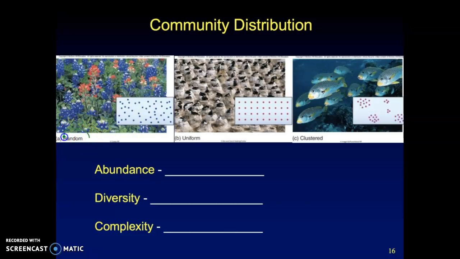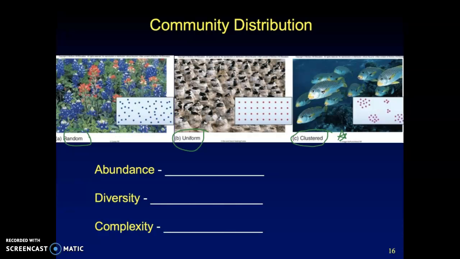Here's a random pattern. They're just scattered. Sometimes we have these uniform patterns. Not that common in nature. Sometimes when we get into breeding seasons for certain birds, they get uniform, but not usually that common. And then there's this clustered. This is probably the most common pattern in nature because things cluster around resources.